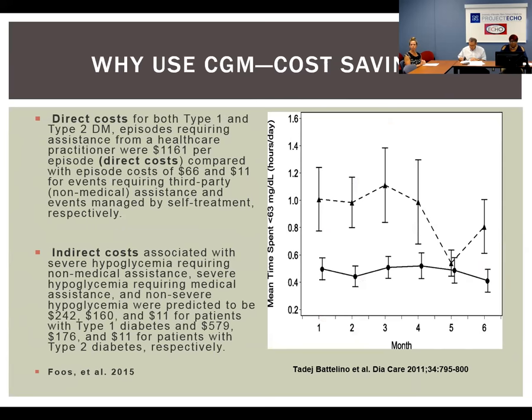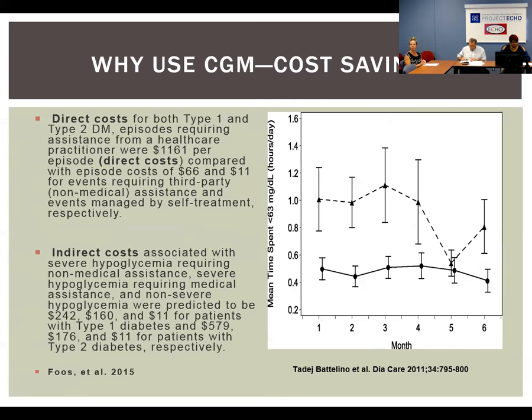The indirect costs were not as significant, but still, if you had a person who required non-medical assistance, it was $242. If it was severe, requiring some medical assistance, indirect cost was $161. And for self, again, $11. And that was for folks with type 1 diabetes. For people with type 2 diabetes, the non-medical care cost, $579. And severe with some medical care, $176. And then again, patients taking care of that hypoglycemic event themselves, $11.